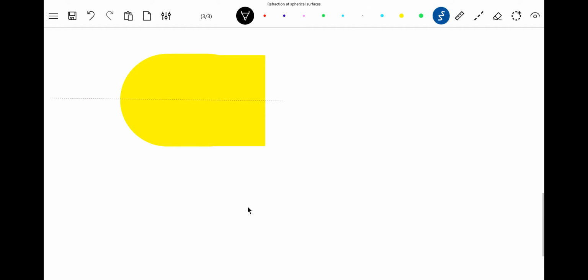Now, if the object is here, what is the condition? The object is placed in the rare medium facing the convex surface. Look at the boundary. The boundary is convex towards the rare medium.